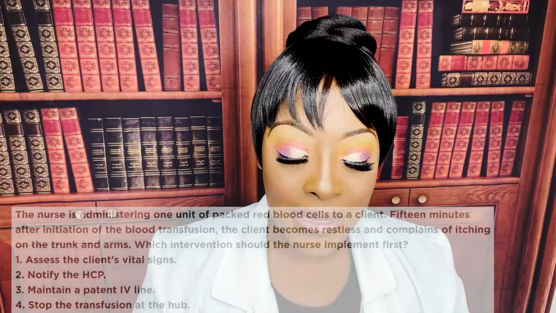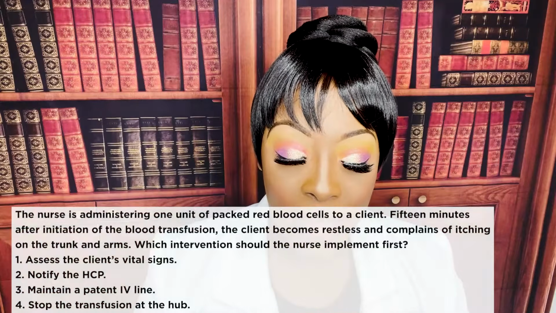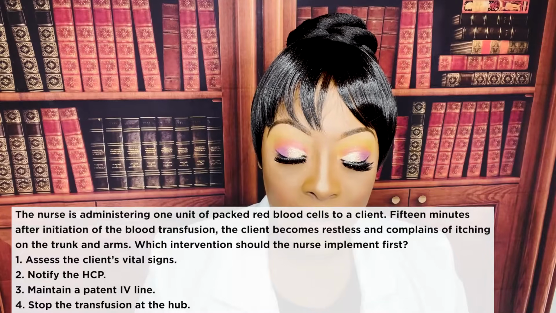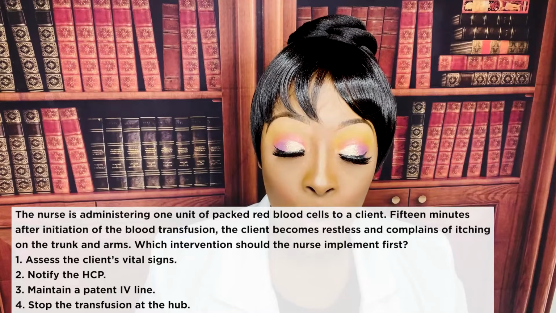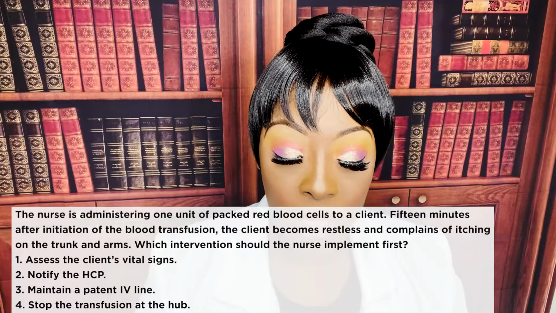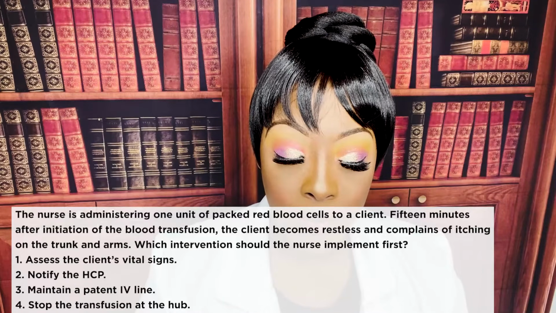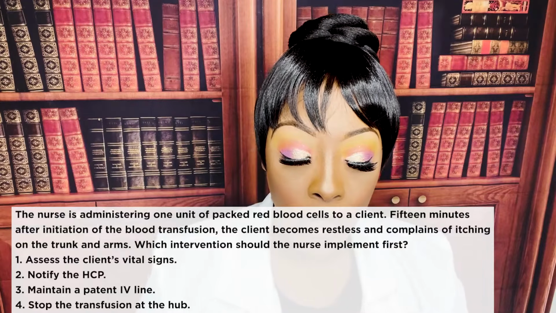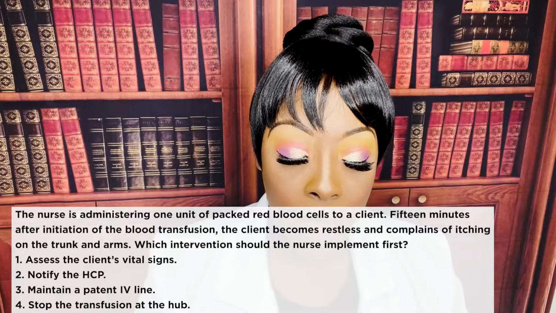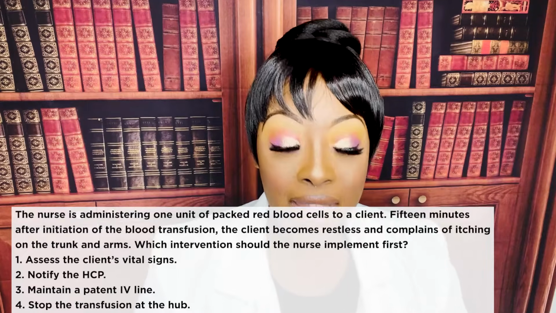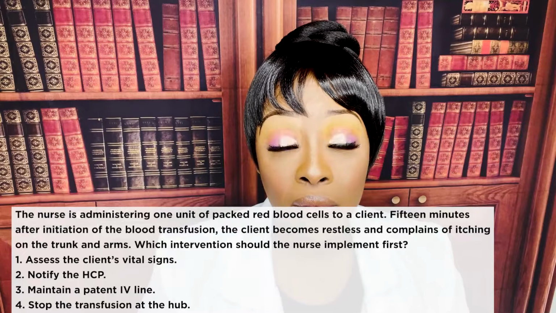Next question. The nurse is administering 1 unit of packed RBCs to a client. 15 minutes after initiation of the blood transfusion, the client becomes restless and complains of itchiness on the trunk and arms. Which intervention should the nurse implement first? 1, assess the client's vital signs. 2, notify the doctor. 3, maintain a patent IV line. Or 4, stop the infusion at the hub.